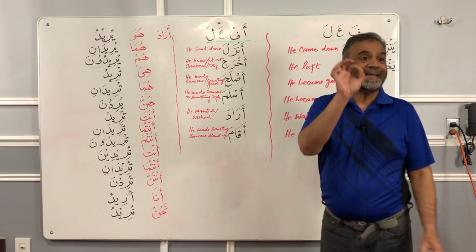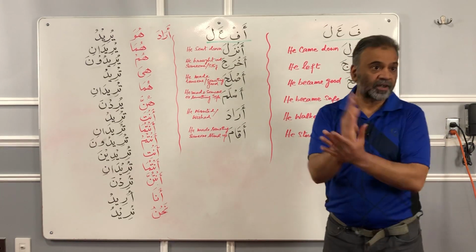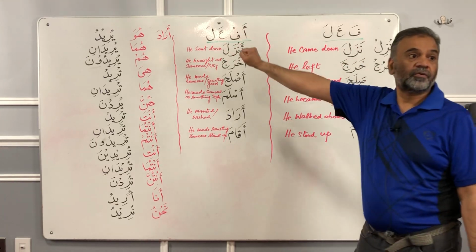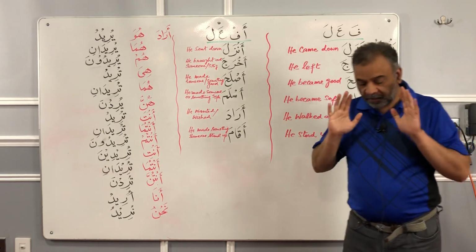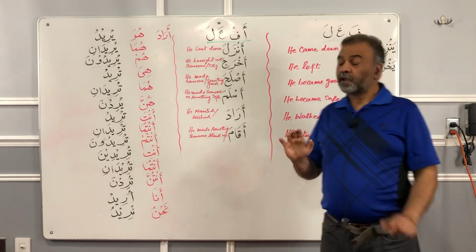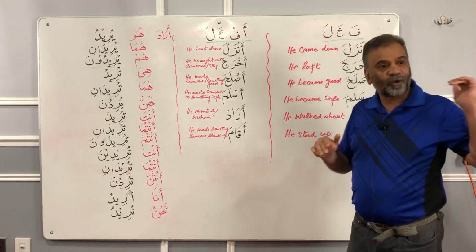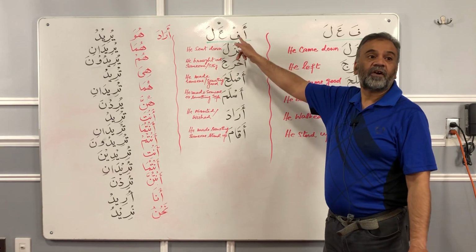What is an augmented letter here? This hamza. This hamza comes in and will make the fa as sakun, right? So it becomes af'ala. Bit by bit, okay? So nazala, when it moves into form 4, becomes anzala on a pattern of af'ala.